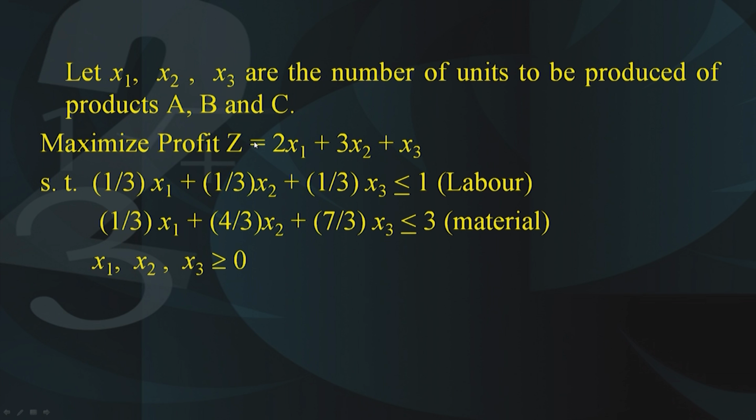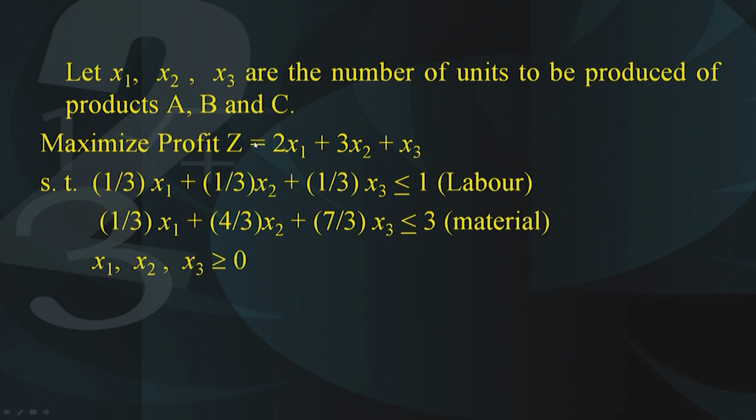Now, we want to maximize the profit. So, the profit is Z equal to 2x1 plus 3x2 plus x3. Why is that so? Because it is given in the problem that the profit of 1 unit of x1 is 2, the profit of 1 unit of x2 is 3 and the profit of 1 unit of x3 is 1. So, overall profit is 2x1 plus 3x2 plus x3.